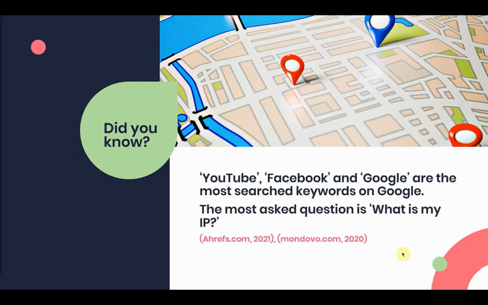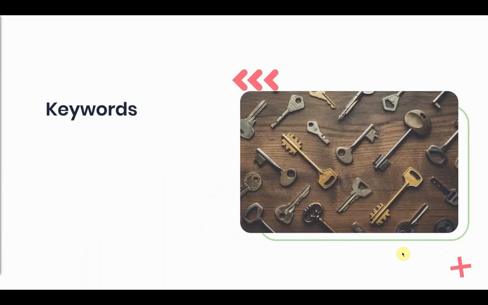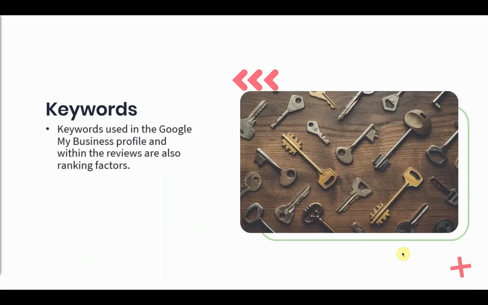Next up, we have keywords, and we know that these are important for overall SEO. But the keywords used in the Google My Business profile and within the reviews are also ranking factors. So when it comes to adding that description, for example, you need to make sure that there are keywords used there. Then we have online review sentiment and star rating.